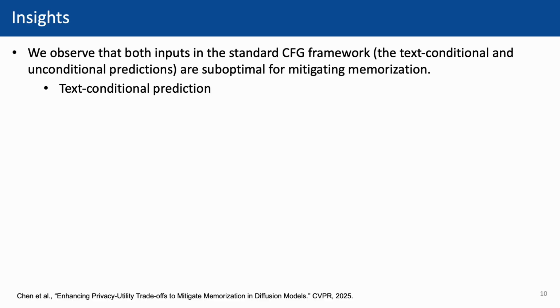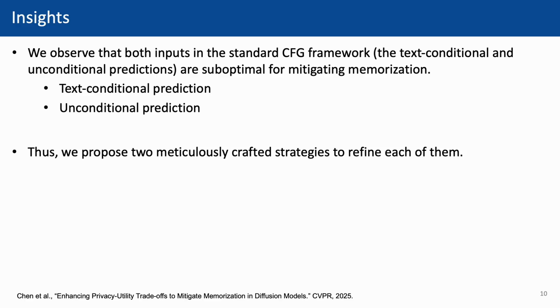First, we find that the text conditional term in CFG, when optimized purely for privacy using prompt engineering, can significantly reduce text alignment. This shows the need for alternative approaches that can preserve privacy without sacrificing alignment with the user's intent. Second, we notice that the unconditional term in CFG is not particularly effective as an anchor for guiding generations away from memorization. This suggests we should explore better anchoring points, ones that can more effectively promote privacy.